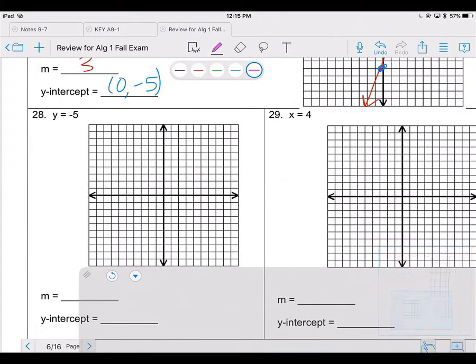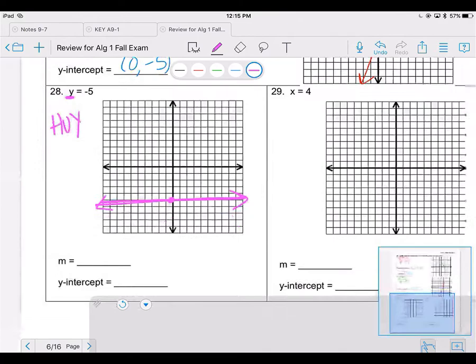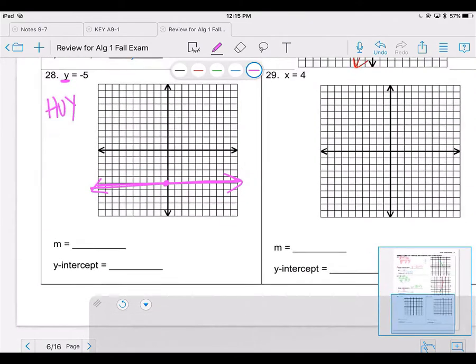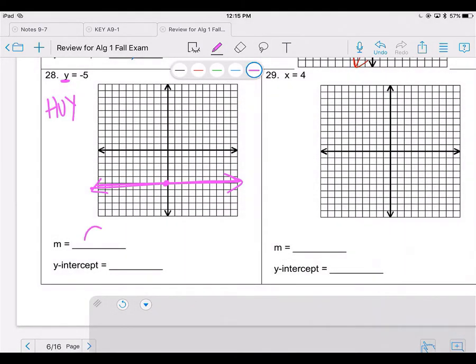Problems 28 and 29 are special cases. This one has one letter, so that's how I know it's a special case. With the y, that would be a HOY, meaning we have a horizontal line when y is negative 5. So I go down to negative 5 on the y-axis and draw a horizontal line. From this line, or from the letters HOY, I can see that my slope is going to be 0. My y-intercept is where it crosses the y-axis.